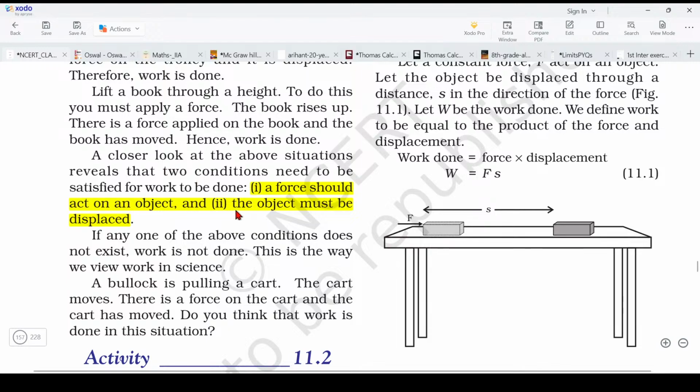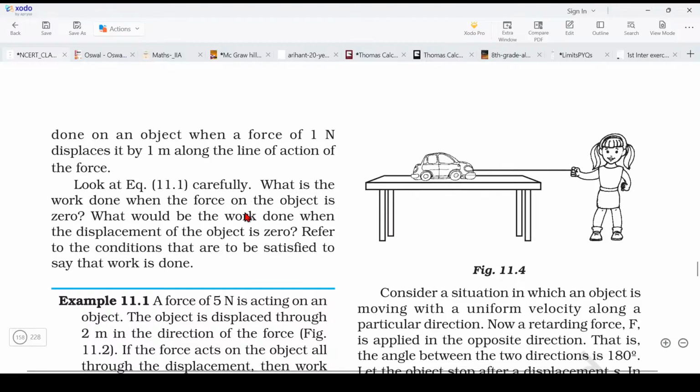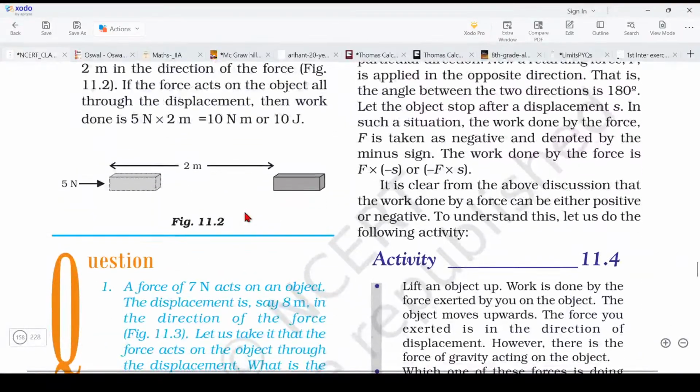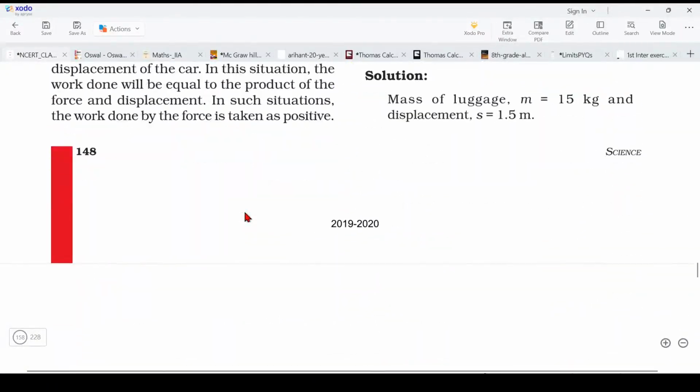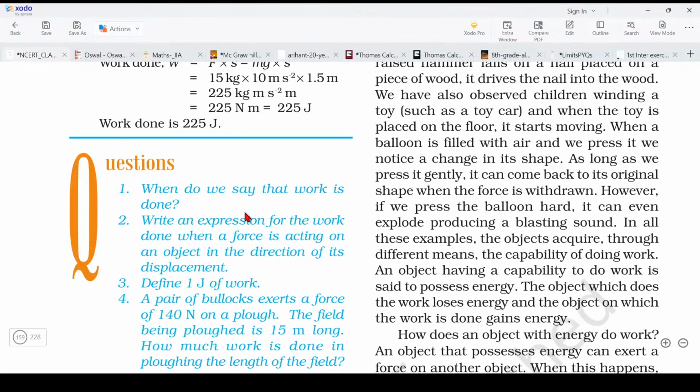Work is done when a force acts on an object and the object must be displaced. Otherwise, if force is acting and the object is not displaced, work done is zero. Force should act, and at the same time the object should be displaced. If the object is continuously moving without an external force, because it keeps moving, that is not work.